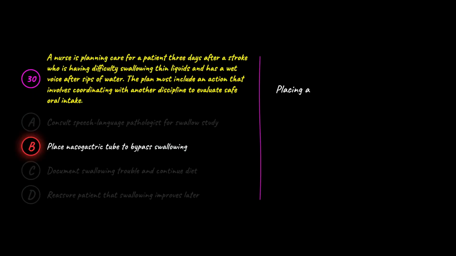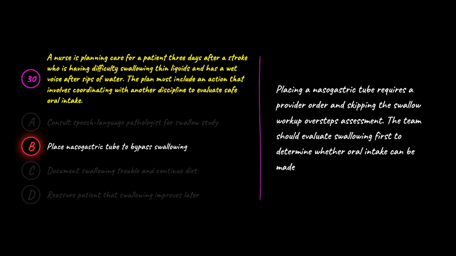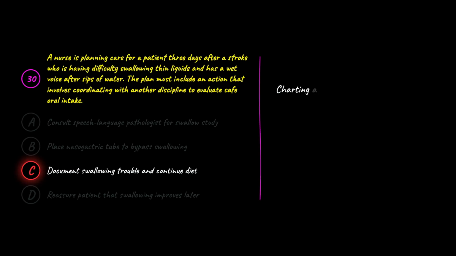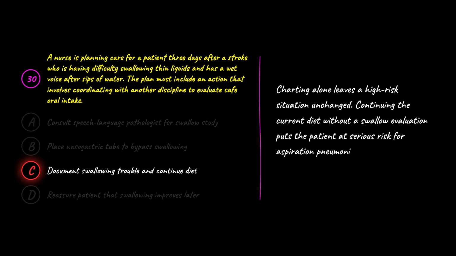B is wrong because placing a nasogastric tube requires a provider order and skipping the swallow workup oversteps assessment. The team should evaluate swallowing first to determine whether oral intake can be made safe. C is wrong because charting alone leaves a high-risk situation unchanged. Continuing the current diet without a swallow evaluation puts the patient at serious risk for aspiration pneumonia, which the nurse must prevent through team referral.